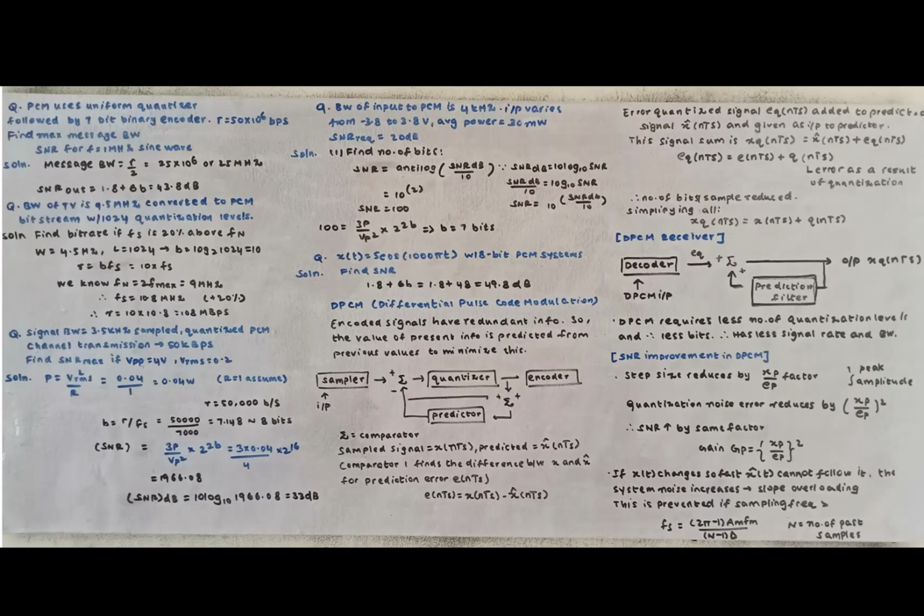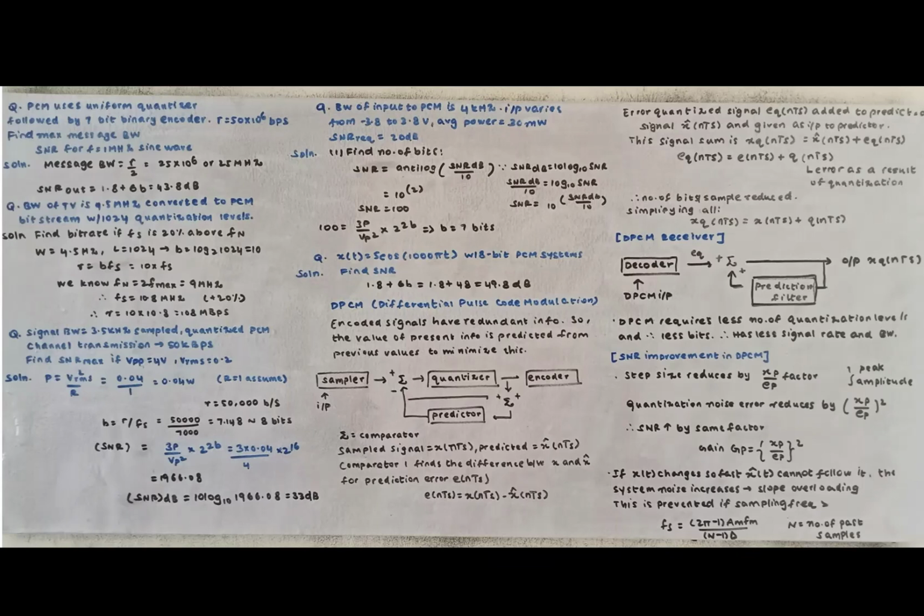So basic improvements, your step size reduces, your quantization error reduces, and therefore, since SNR is inversely proportional, then your SNR increases. Not really important formulas, but just something to keep in mind if they ask you to compare DPCM and PCM. So there are a few sources of error.